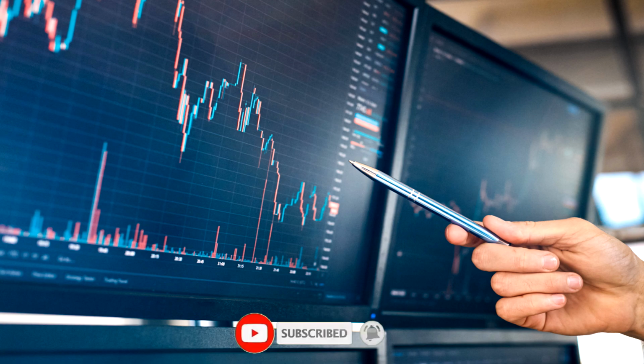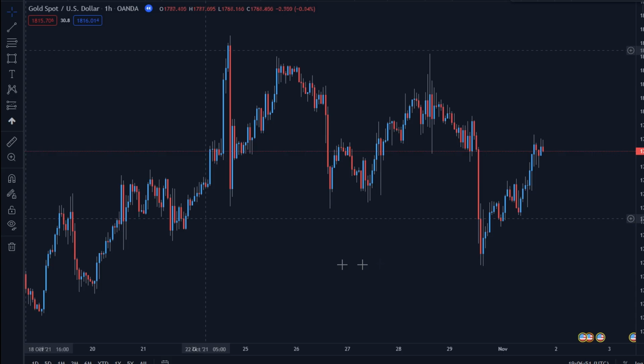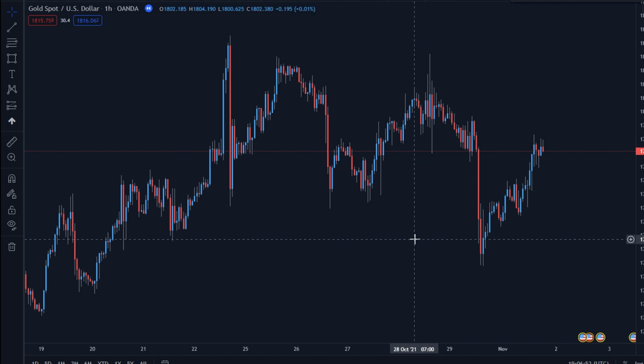And let's get started. So I sent this on my Telegram page. I said gold 1 hour potential sell. It was a free setup. Everyone's favorite pair. I favor that gold has the intention to move down, and then I gave my analysis, and I said make sure you look for sell opportunities upon confirmation from your trading plan. Okay, the gold was around here when I sent this setup.